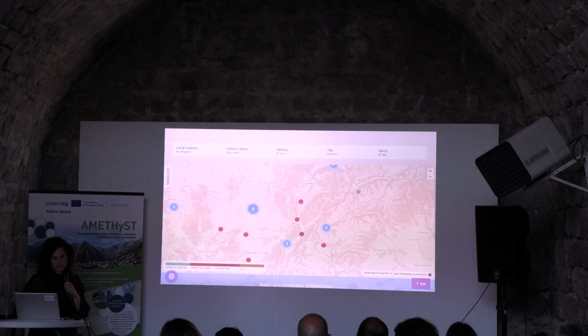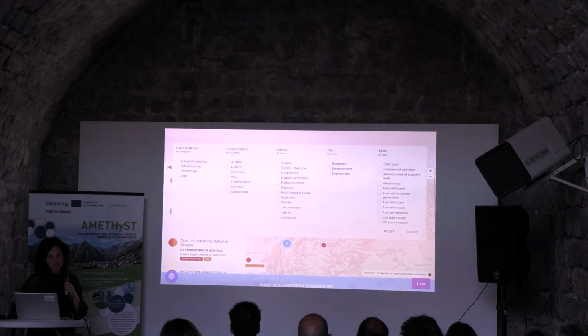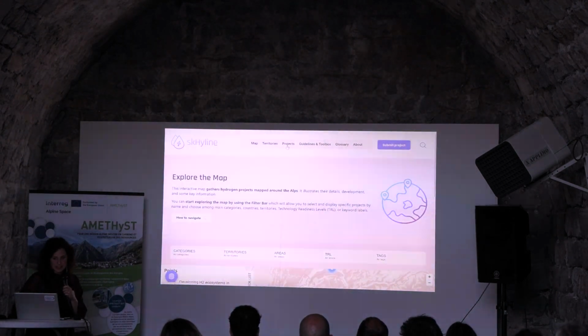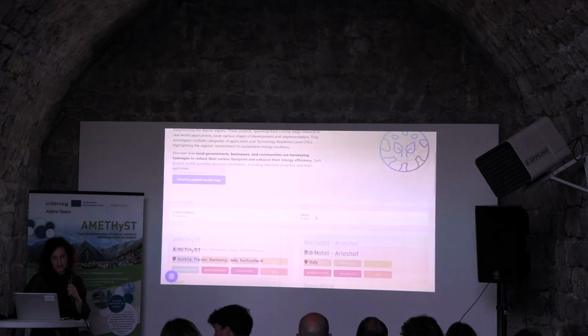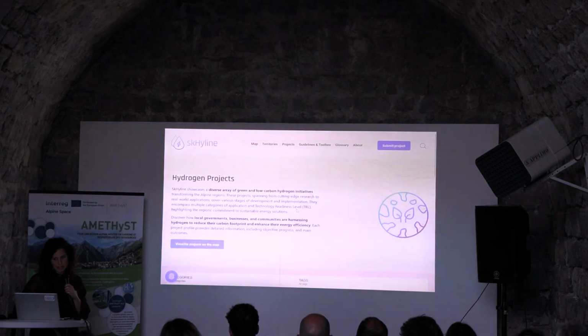And there are also filters where you can select the territory, the area, also the technology readiness level of the technologies being implemented, and so on. Other than that, of course, you will find a list of all the projects, the same that you can find on the map, with all the information about the single projects.